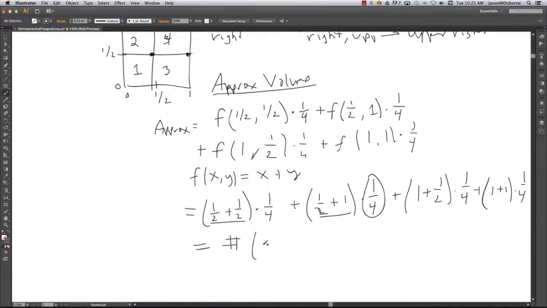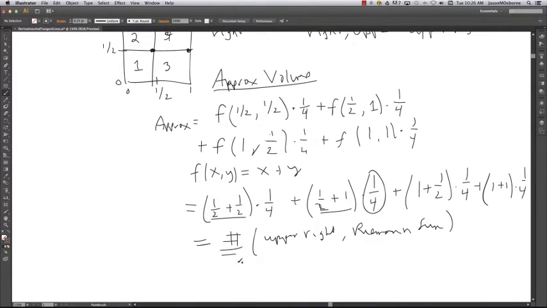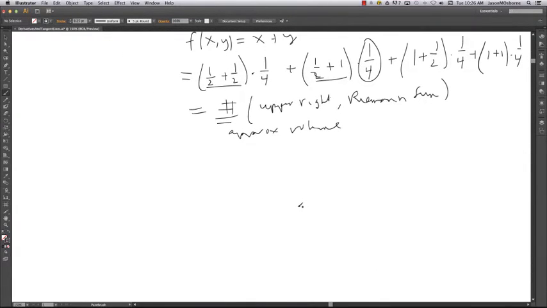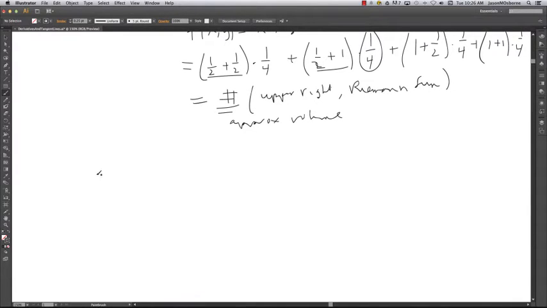This number is the upper right Riemann sum of the function f of x, y equals x plus y. Okay, so this number only approximates the volume. So what we would need to do then is kind of what we did in the calc 1 problem. We want to compute the limit as the number of boxes goes to infinity. Right? So we want the number of our boxes to go to infinity.